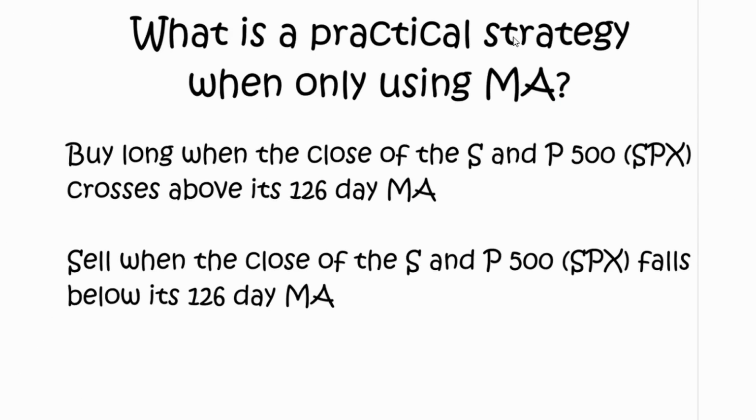So now that we know how to calculate the moving average, what is a practical strategy when only using the moving average to predict the stock market? Now, the first thing I want to advise is I wouldn't recommend only using the moving average. It should be used in conjunction with many other technical indicators. But if you're to only use the moving average, a strategy I find successful is to buy long when the close of the S&P 500 crosses above its 126-day moving average, and to sell when the close of the S&P 500 falls below its 126-day moving average.